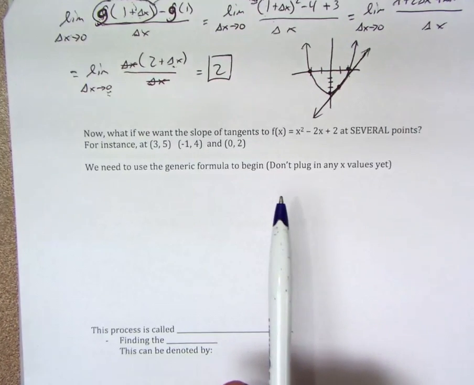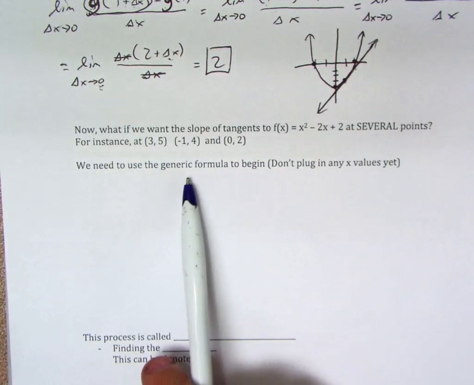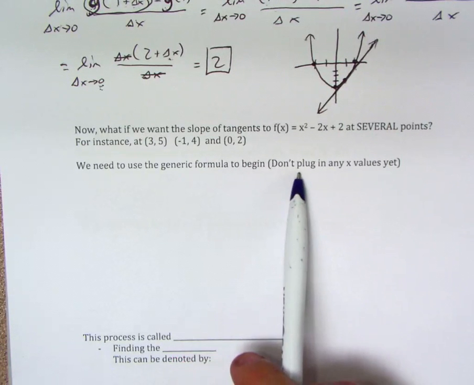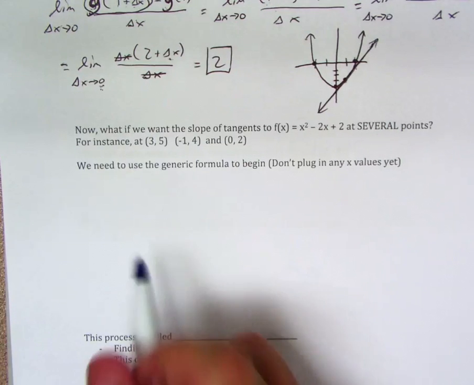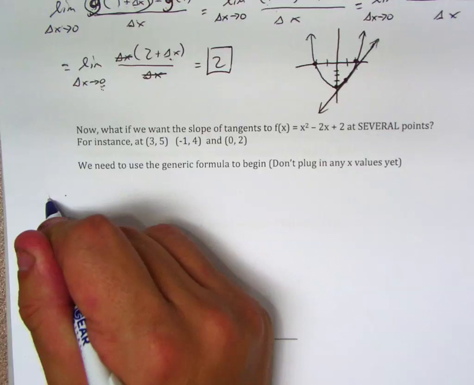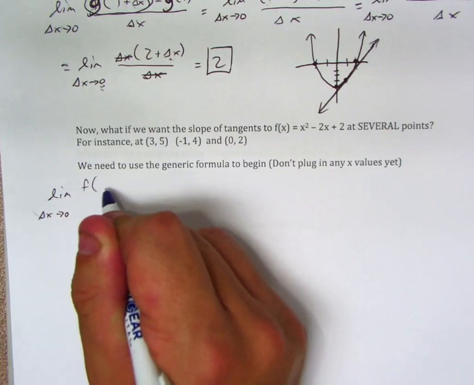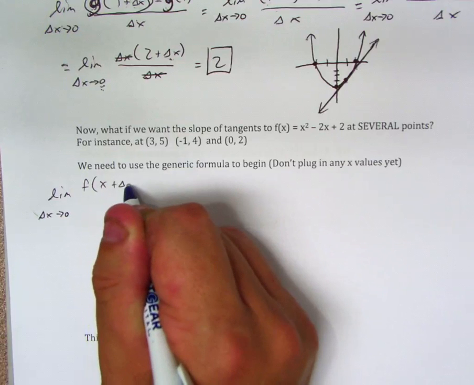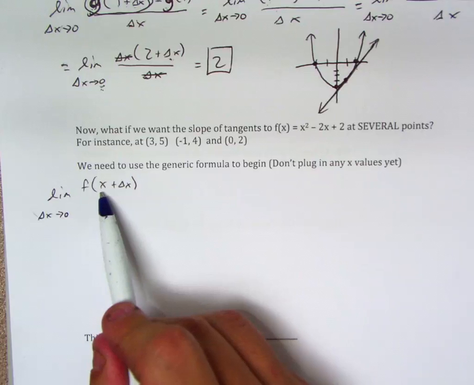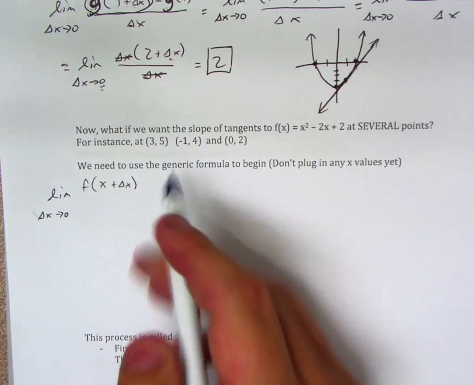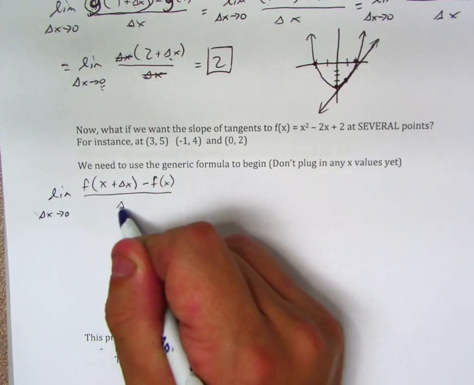Okay? So, what if we want to find the slopes of tangents to this function at several points? And we need to use the generic formula to begin with, meaning I don't want to call it c in the beginning, I just want to use a generic x. And here's what I mean by that. I want to use that difference quotient. The limit, as delta x approaches 0, f of x plus delta x, because c stands for a specific number, like a 1 or 2. I just want to call it a generic x value for right now. Minus f of x over delta x.